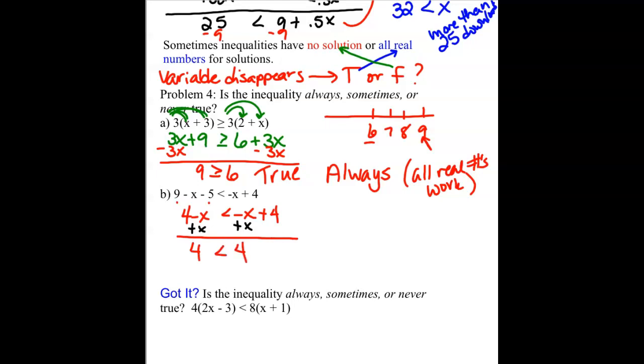Now be careful on this one. Is 4 smaller than itself? That is a false statement, which means there is no solution, which means it's never true. If there had been an equal sign here, there isn't one, but if there had been an equal sign there, then we would have said it's true, because 4 does equal 4. But 4 is not less than 4.